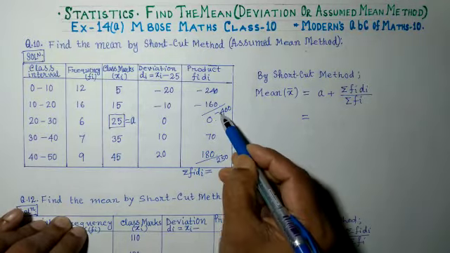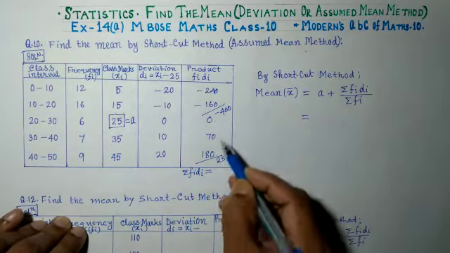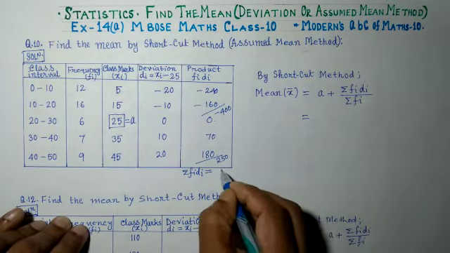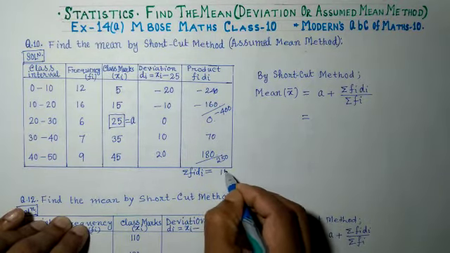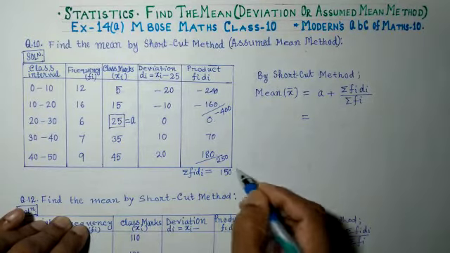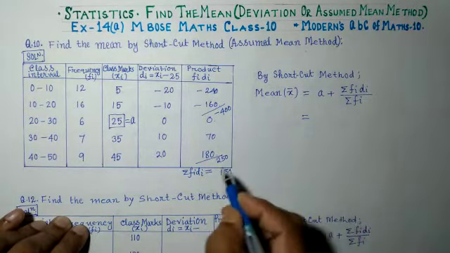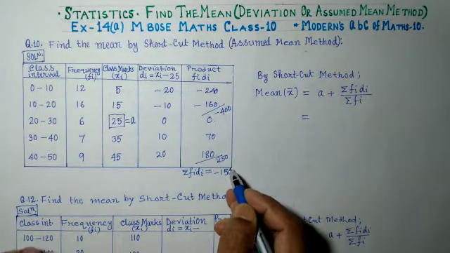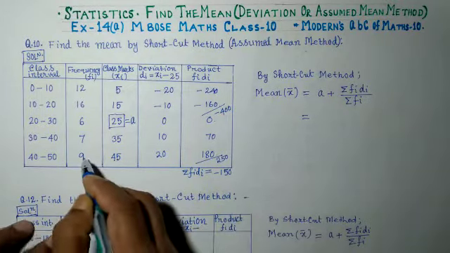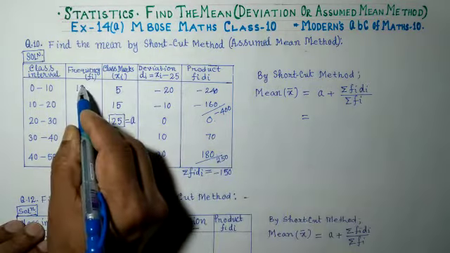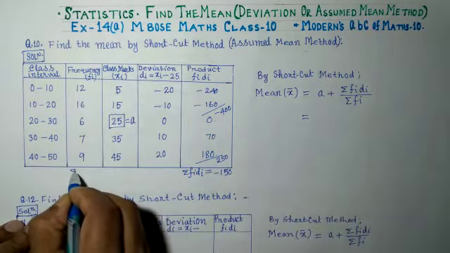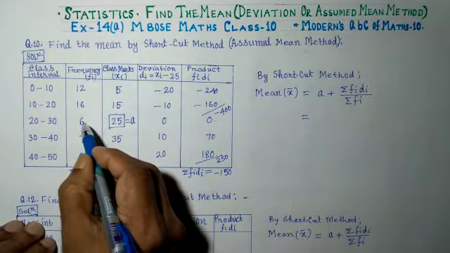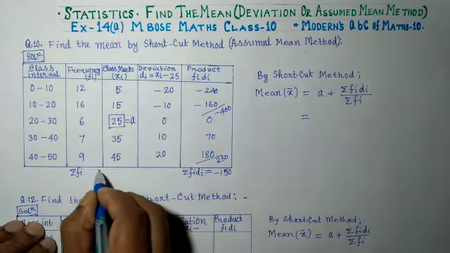So now minus 400 and plus 250. If we subtract these two, we will get 150, and the bigger number is minus, so here it is minus 150. So now we need sigma fi. Here is sigma fi, the sum of all fi: 9, 7, 16, 22, 28 and 30.